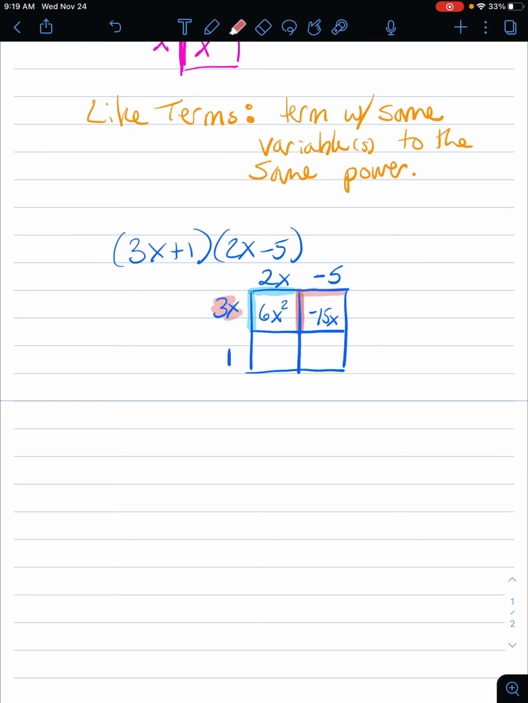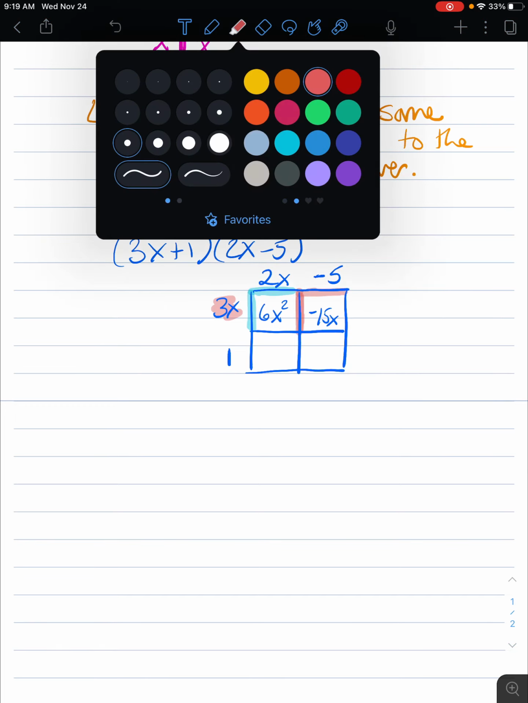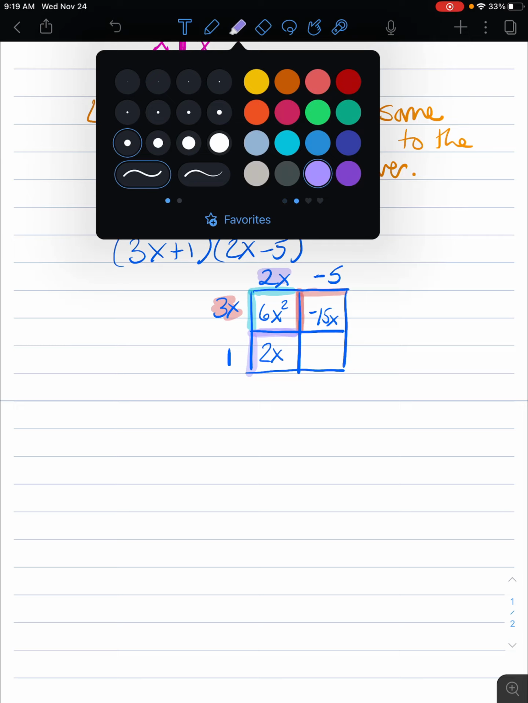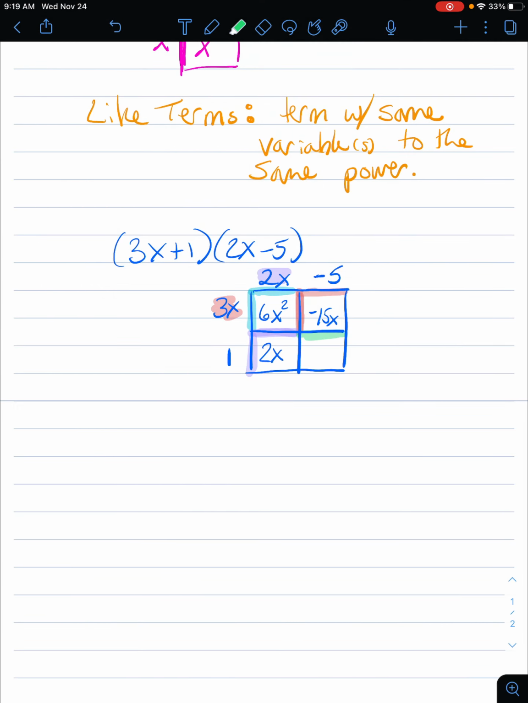Okay, we're going to continue on finding the area of all 4 of these little rectangles. This is a 2x because here's that dimension, 2x by 1. 2x times 1 is just 2x. And then we have one rectangle left, and that one is going to be a negative 5, because that's this dimension, by 1. Negative 5 times 1 is negative 5.